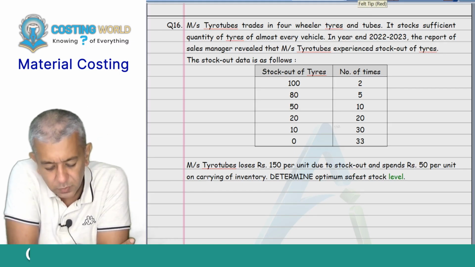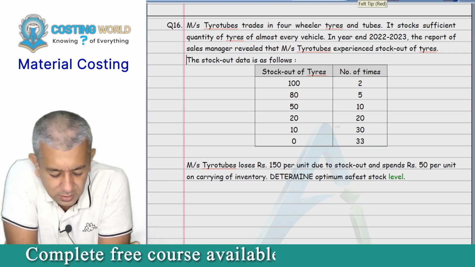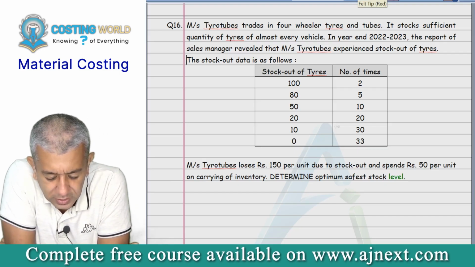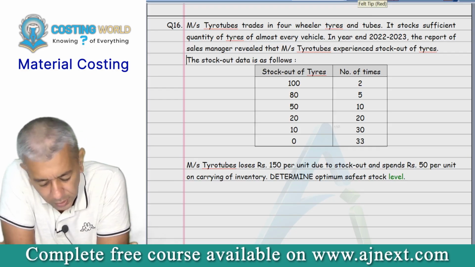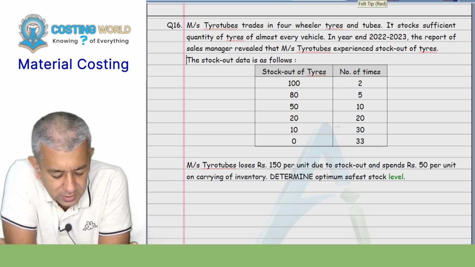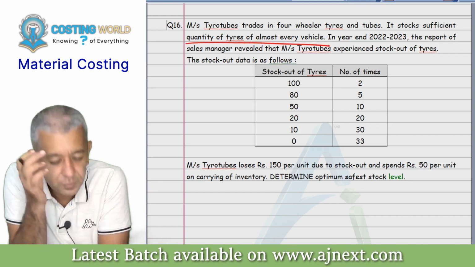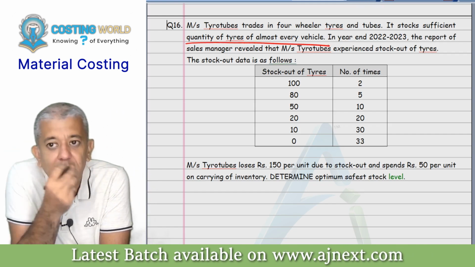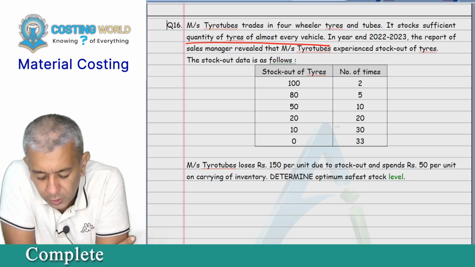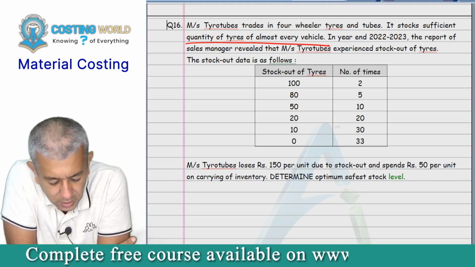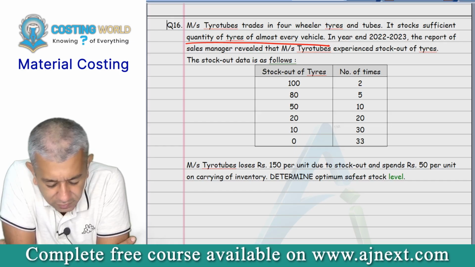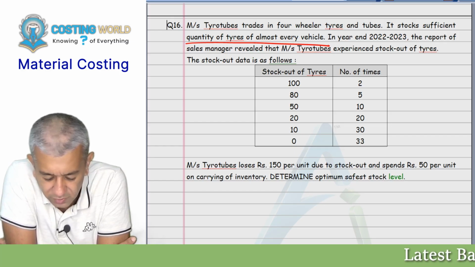Messrs Tyro Tubes trades in 4-wheeler tires and tubes. It stocks sufficient quantity of tires of almost every vehicle. In the year 2022-23, the report of the sales manager revealed that Messrs Tyro Tubes experienced stockouts of tires.